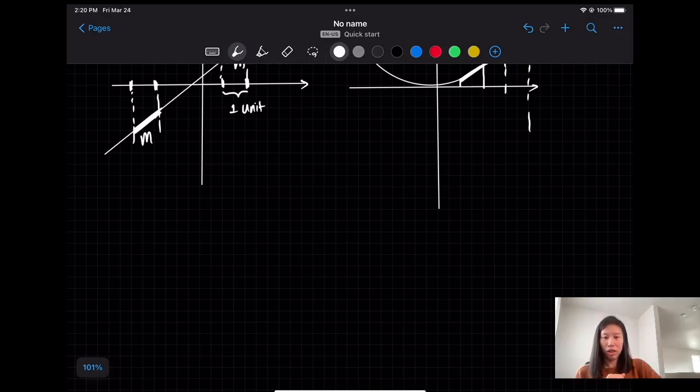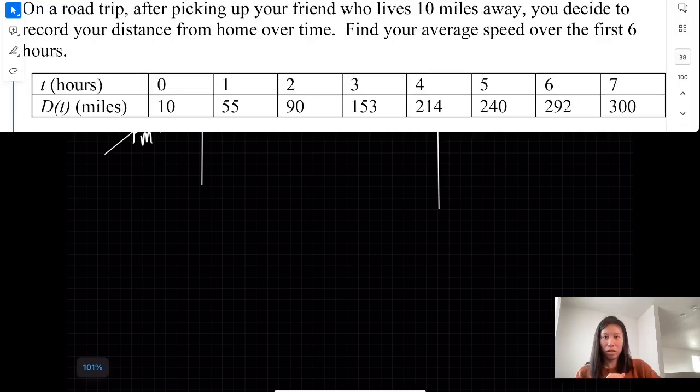So here's one example. Let's take a look. On a road trip, after picking up your friend who lives 10 miles away, you decided to record your distance from home over time. Find your average speed over the first 6 hours. So what's the average speed?